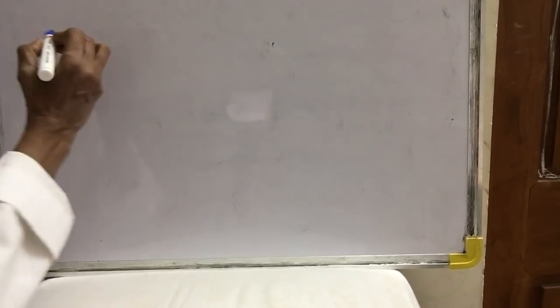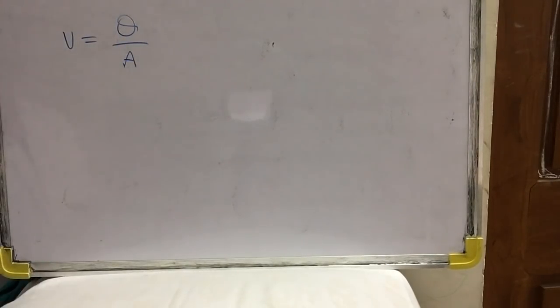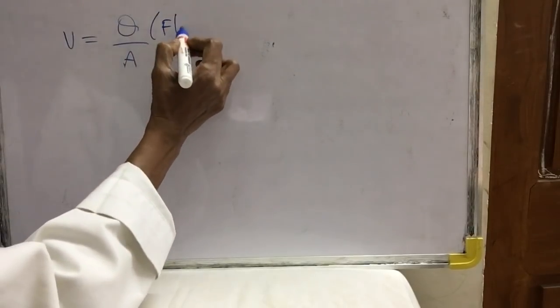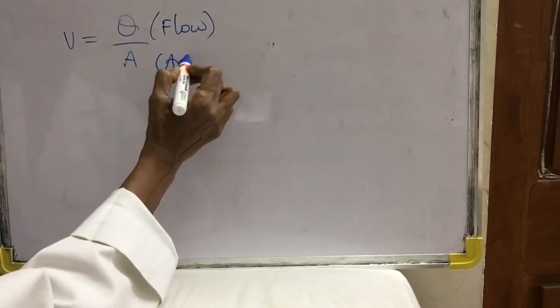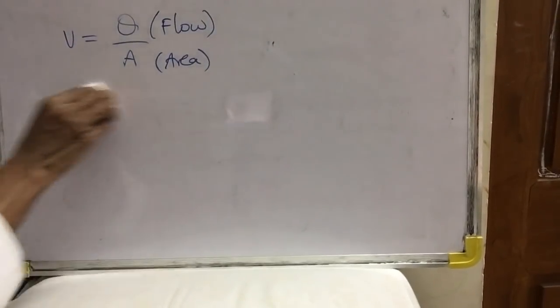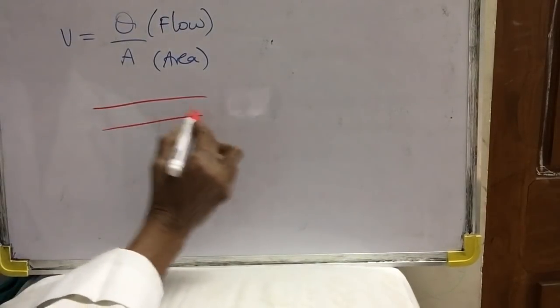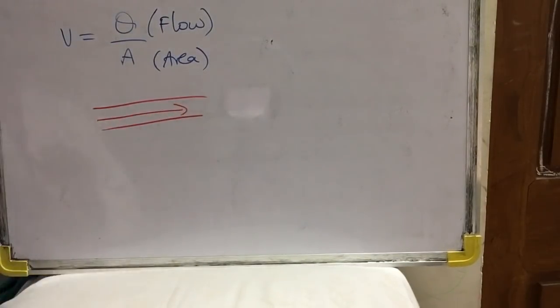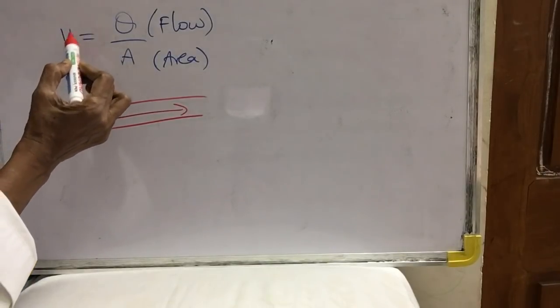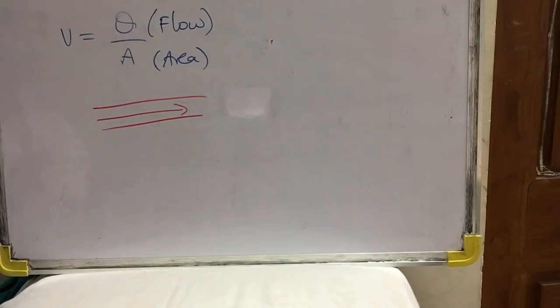Coming to the velocity versus blood flow. Velocity is equal to flow divided by area. Area is the total cross-sectional area of the blood vessel. For example, if this is a blood vessel, blood is flowing with a certain velocity. So the velocity is directly proportional to the flow. That means if the velocity is more, then the flow will be more.